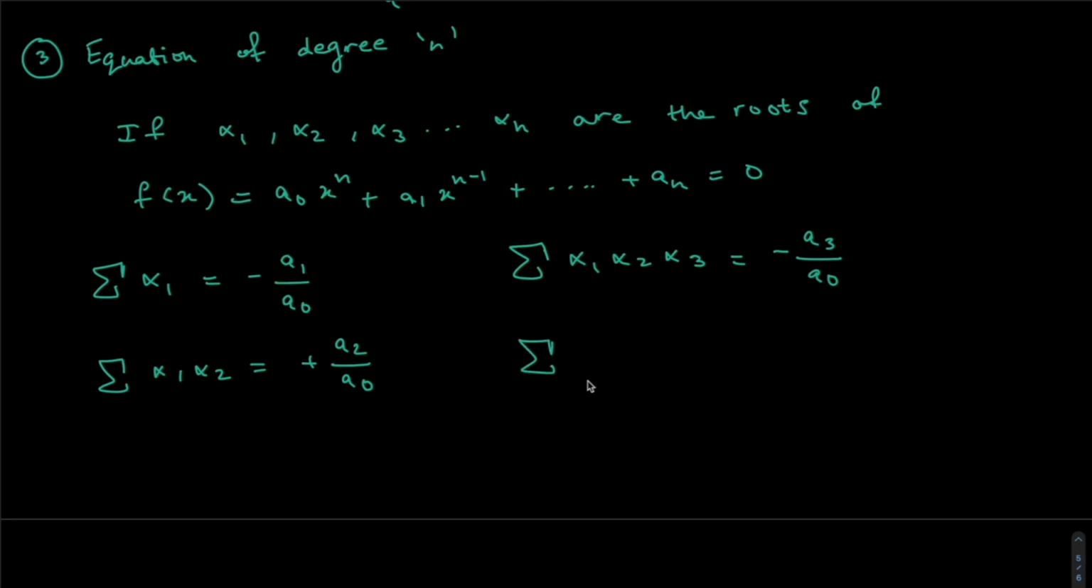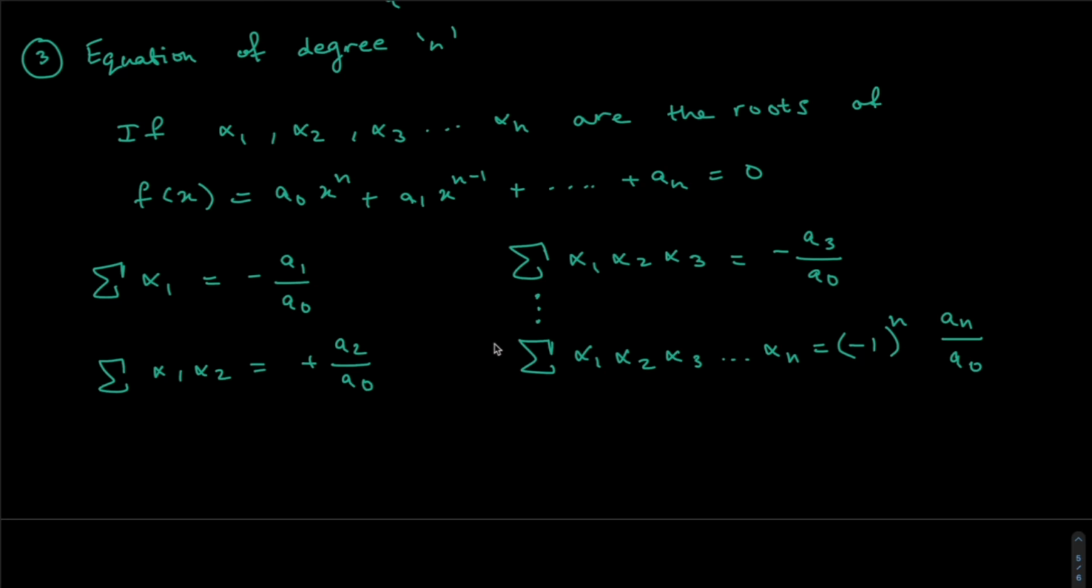And one more final one is basically the product. So I'm just going to do a dot dot: three roots being multiplied, then four roots being multiplied, and all n roots being multiplied at the same time. So here we have the product itself: alpha 1, alpha 2, alpha 3, all the way up to alpha n, which is minus 1 raised to the power n times an upon a naught. Whether you put a minus sign or not all depends upon what degree it is.